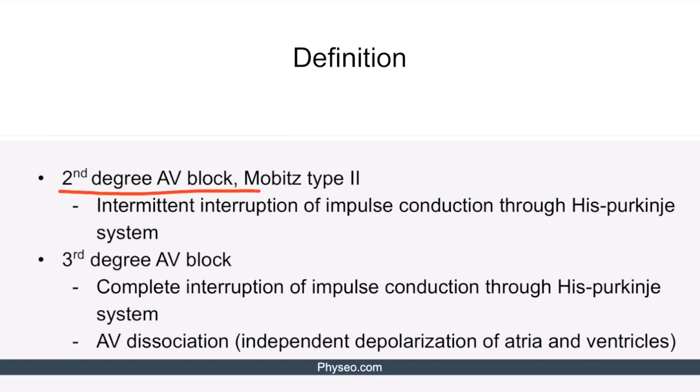The second-degree AV block, Mobitz type II, represents the intermittent disruption of impulse conduction through the His-Purkinje system. In contrast, the third-degree AV block is due to complete disruption of impulse conduction through the His-Purkinje system. There is complete AV dissociation in the third-degree AV block. In other words, atria and ventricles depolarize independently. Both second-degree AV block, Mobitz type II, and third-degree AV block classically arise below the AV node.